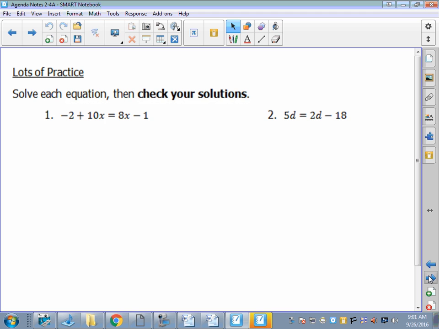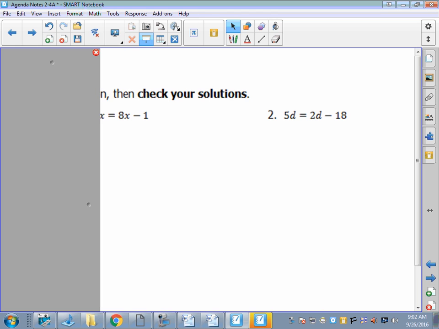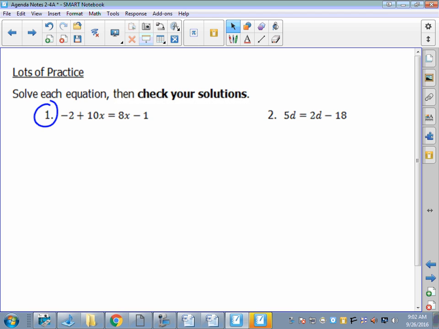So let's start off with problem number 1. We'll skip 2. So I've got a negative 2 plus 10x equals 8x minus 1. Now obviously there's no distributive property to look at here because there's no parentheses, so we're skipping that first step. Next thing we're going to do is look at each side. If I just look at this half, are there like terms? Can I combine the negative 2 and the 10x? Nope. If I just look at this side, can I combine the 8x and the negative 1? Nope. So there's nothing to do with that either.